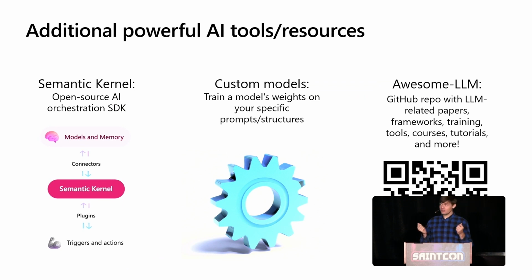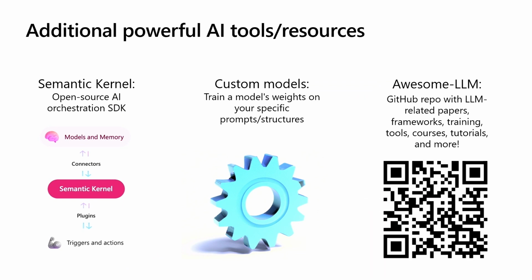And I'll note, these three examples are pretty simple, but there are actually a lot of really powerful additional tools and resources you can use. One that I really like is Semantic Kernel, which is open source. It's an AI orchestration SDK, which lets you connect LLMs with other tools or applications.